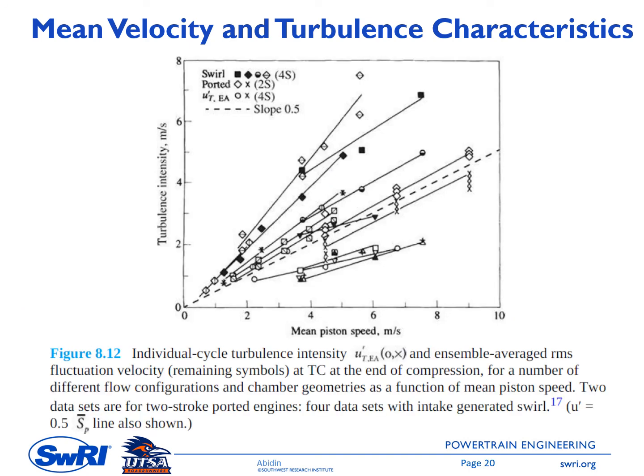And this figure shows the turbulent intensity as a function of the mean piston speed for different flow configurations. For example, we have 4S and 2S: this one is 4-stroke, this is 2-stroke, and this one is for the swirl port, the ported, and so on. As you can see in this figure, the turbulent intensity, which is a very important parameter for the combustion process, scales linearly with the piston speed. So we can say that the turbulent intensity increases linearly with the mean piston speed.